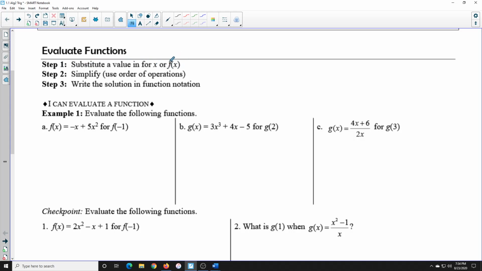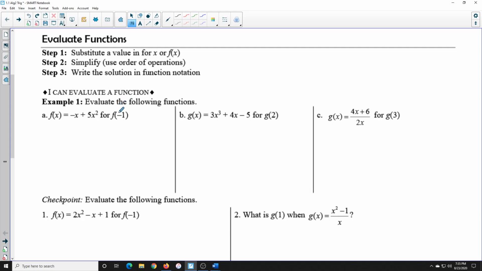So f of x, if we remember from algebra 1, is just like y. It's just another way of saying y, which is the output of the function. X is usually always the input. Step 2, simplify, so we're using order of operations. And then step 3 is write the solution in function notation, which I will go over here in a little bit in this first example.